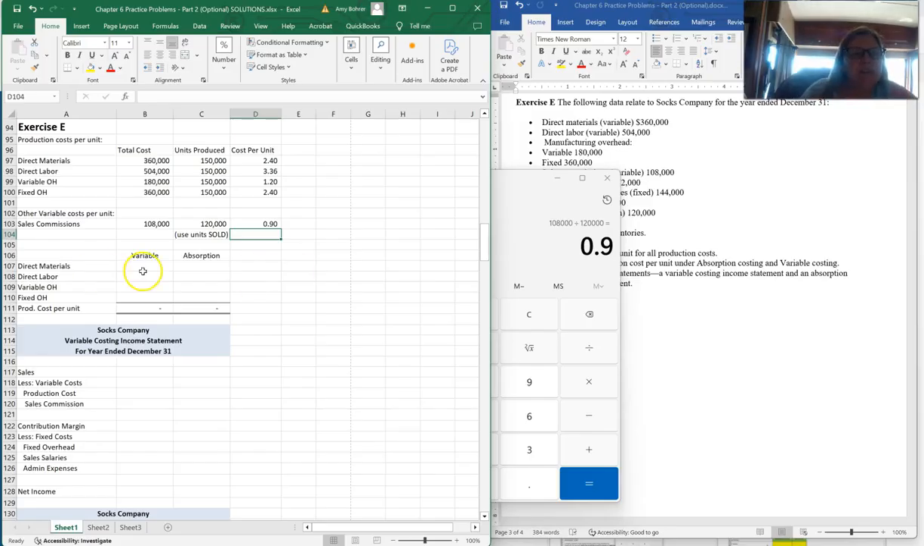So then we have to just carry down which of these items go under the variable method and which of these items go under the absorption method. Okay, so variable has both direct materials for both variable and absorption, so we're going to put in the $2.40 for both. Direct labor is included in both, so we're going to include that in both of them. Variable overhead is included in both, so we're going to include that in both of them.